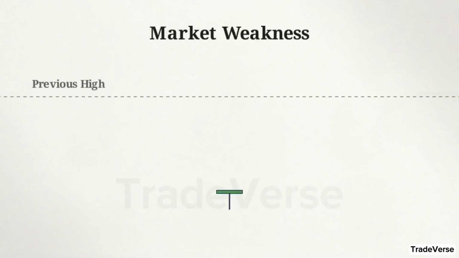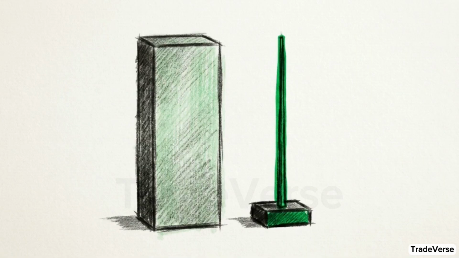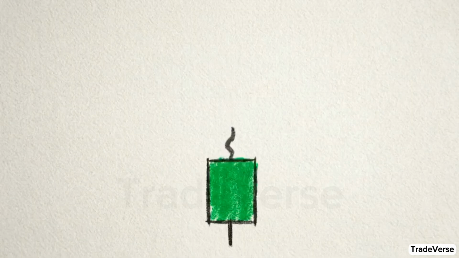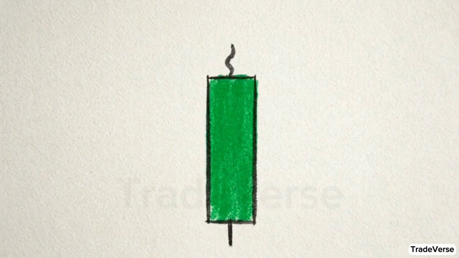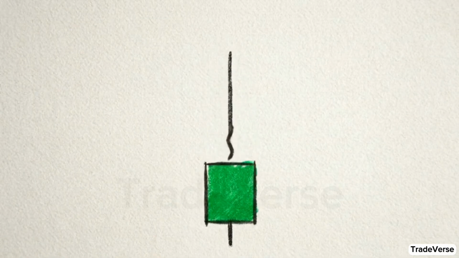We are looking for weakness. This happens when price attempts to sweep a high but fails to close above it. That failure leaves behind physical evidence on your chart in the form of a long wick. While a solid-bodied candle represents strength and continuation, these long wicks represent the opposite. This long wick indicates that the buyers have completely exhausted their upward momentum, strongly suggesting that a reversal is likely to follow.